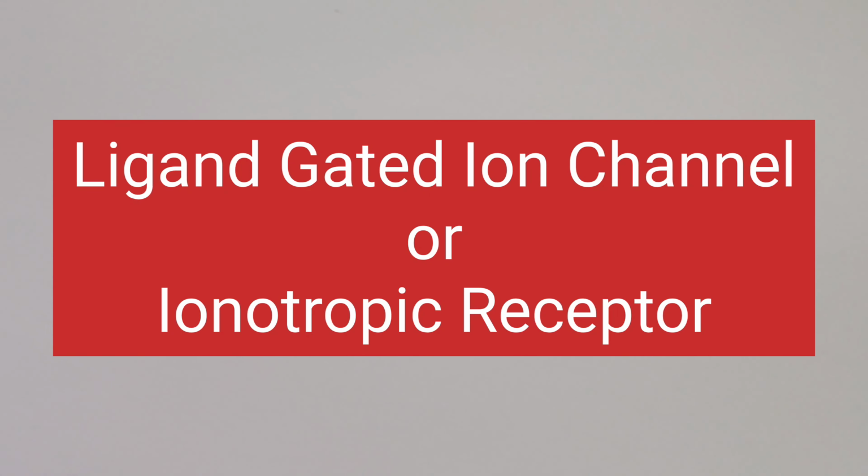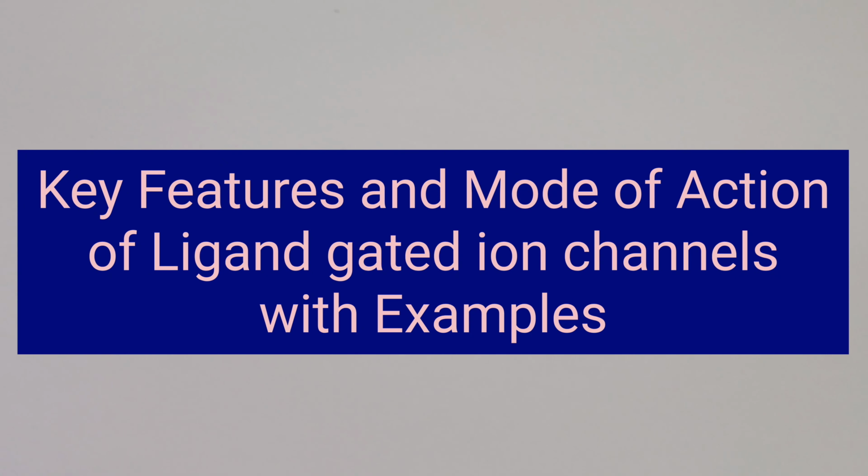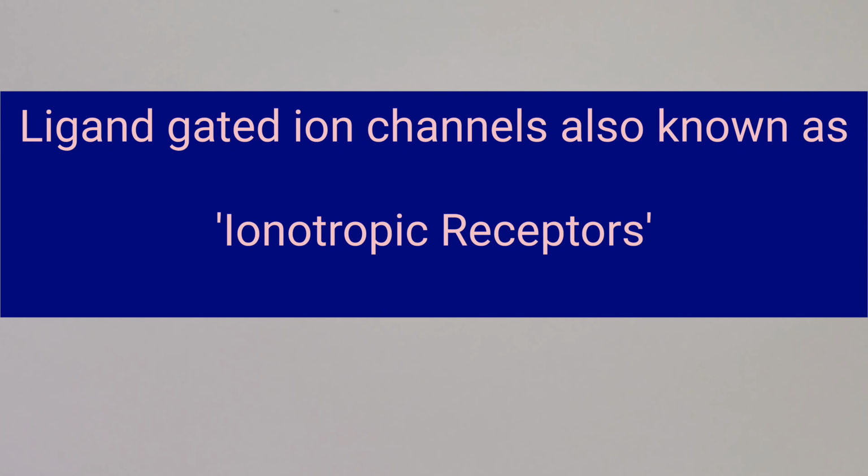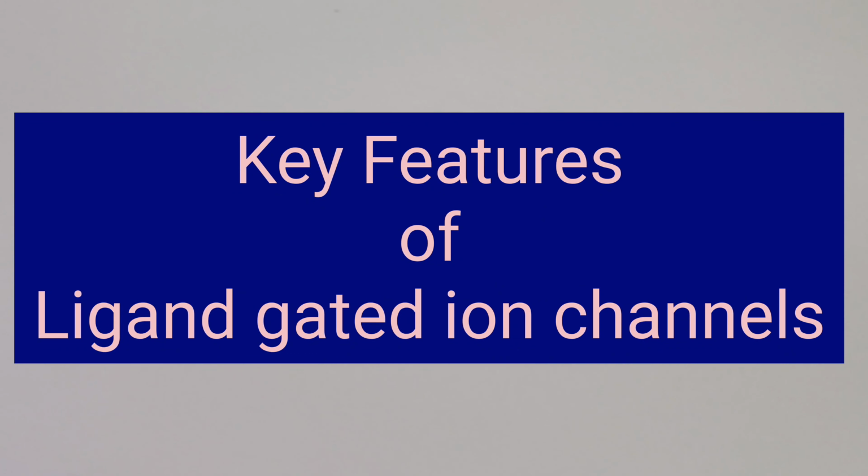So this video is about ligand-gated ion channels, or ionotropic receptors. Here we will learn some of the key features of ligand-gated ion channels and their mode of action with the help of examples. Ligand-gated ion channels are sometimes called ionotropic receptors. Some of the key features of ligand-gated ion channels are as follows.